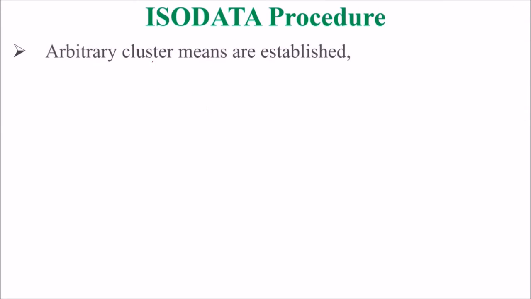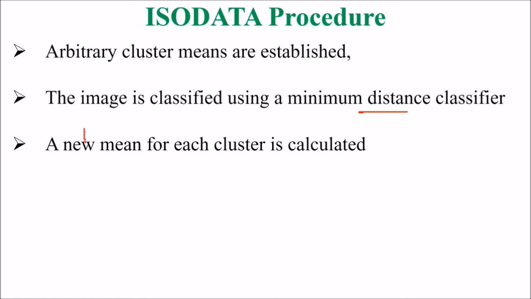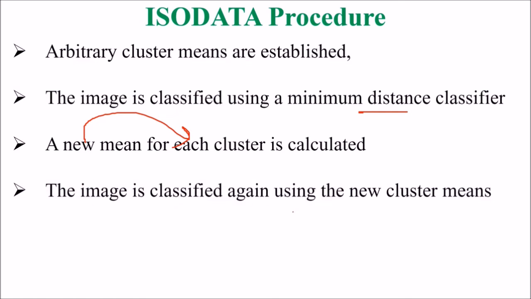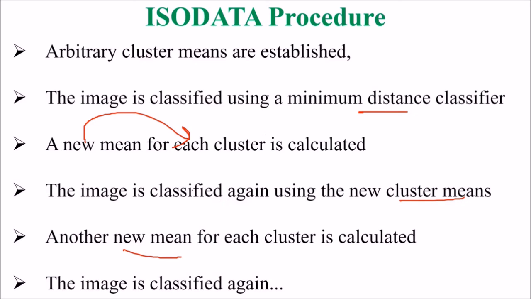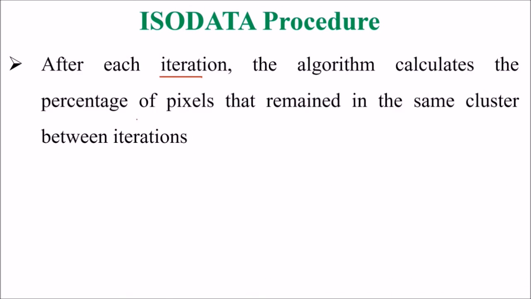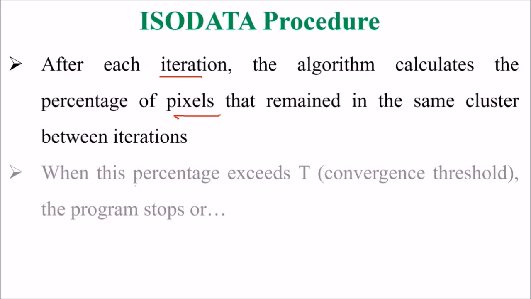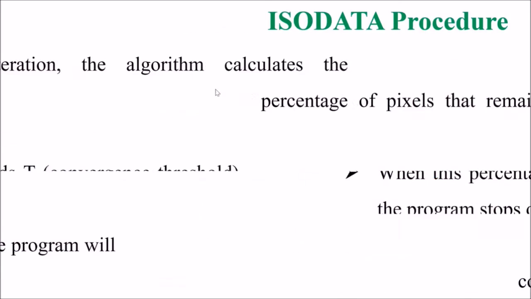So we have the ISODATA procedure also. Arbitrary cluster means are established. The image is classified using a minimum distance classifier. A new mean for each cluster is calculated. The image is classified again using the new cluster means, and this is done again and again. Another new mean for each cluster is calculated, and the image is classified again. After each iteration, the algorithm calculates the percentage of pixels that remain in the same cluster between iterations. When this percentage exceeds T, that is the convergence threshold, the program stops. And if the convergence threshold is never met, the program will continue for M iterations and then stop.